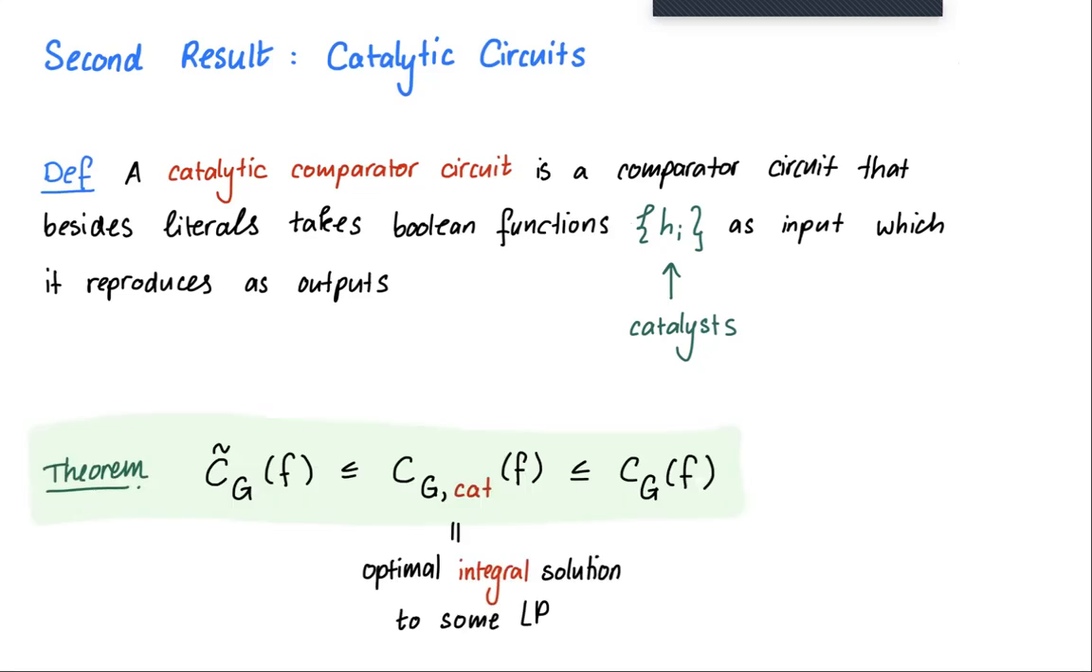And the theorem that we prove is that if we denote by CG-cat the catalytic comparator circuit size of f, so that's like the smallest circuit that computes a single copy of f, but it's allowed to use arbitrary catalysts in the computation, we prove that this number is at most the comparator circuit size. That's not surprising. It's at least the amortized comparator circuit size. And we prove that this equals the optimal integral solution to some LP. So we can really characterize this catalytic complexity notion.